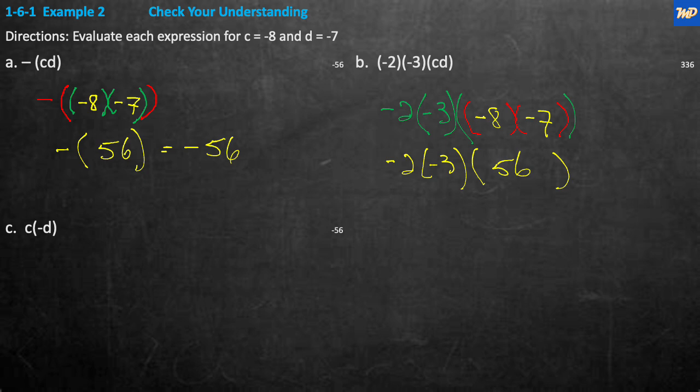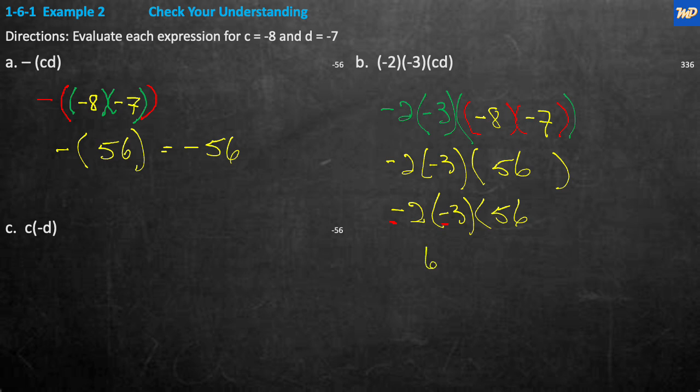So now we have a -2 times -3 times 56. How many negative signs are there? There are 2. We have one right here and one right here. So that's going to be positive. So what is the answer when you take 6? We'll go back to yellow.